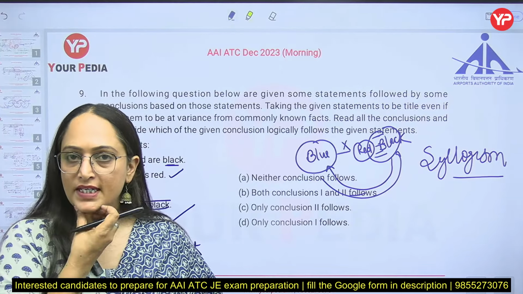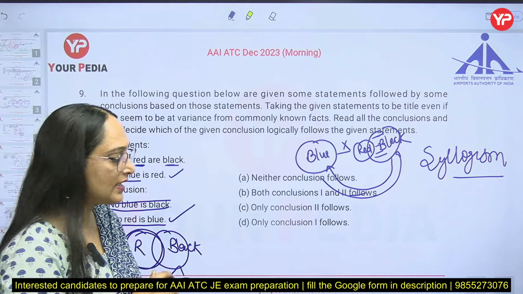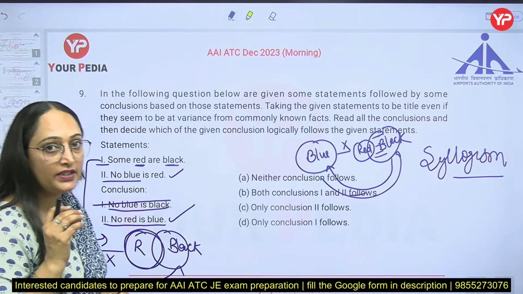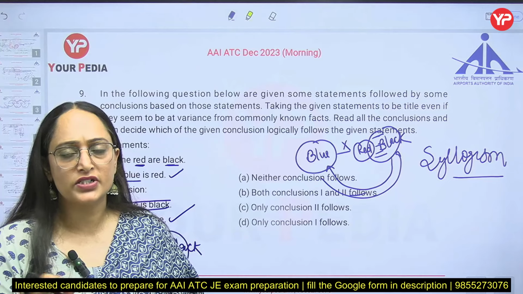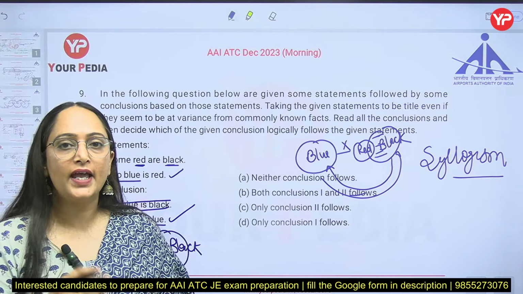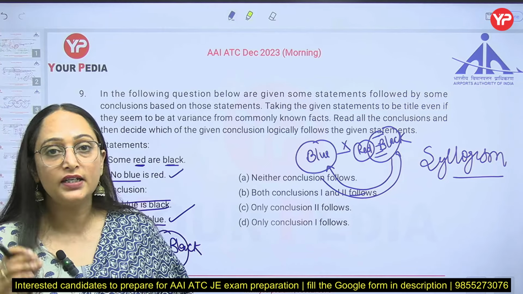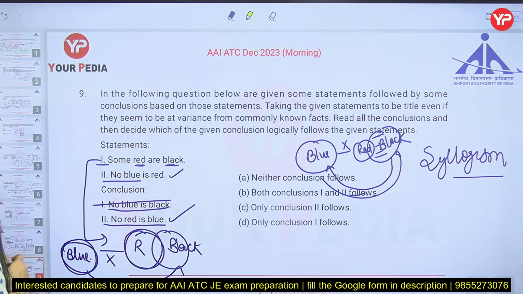Okay, some statements are there in syllogisms and we have to draw some conclusions. But if we are in doubt, that is, no direct relationship is given, in that case there is a possibility. So we cannot draw any definite conclusion from that statement. Okay, clear?